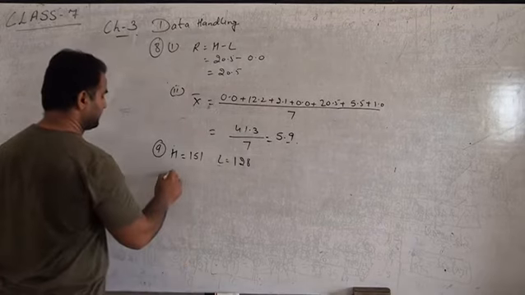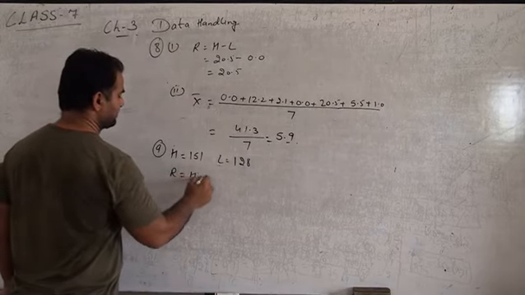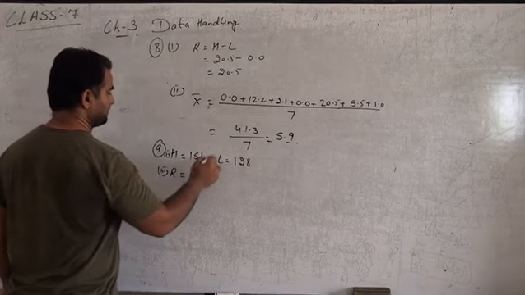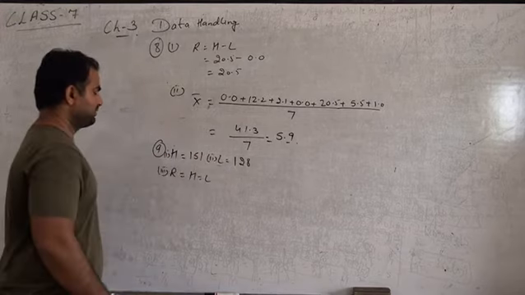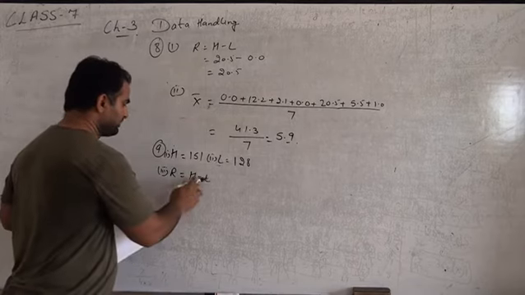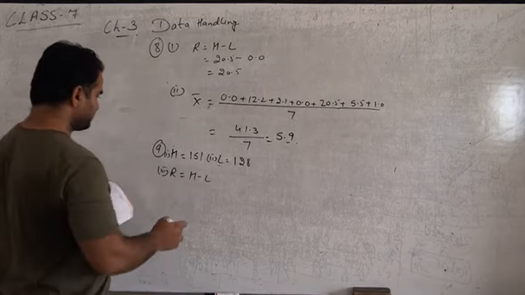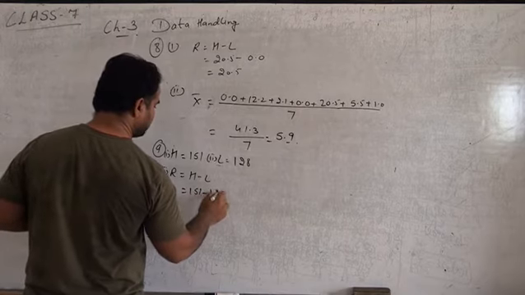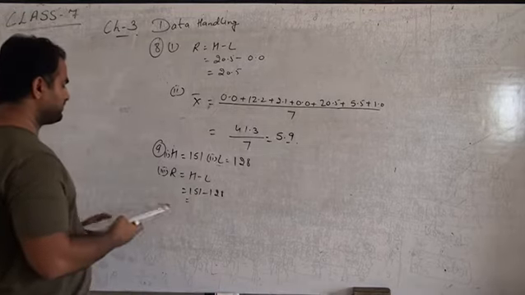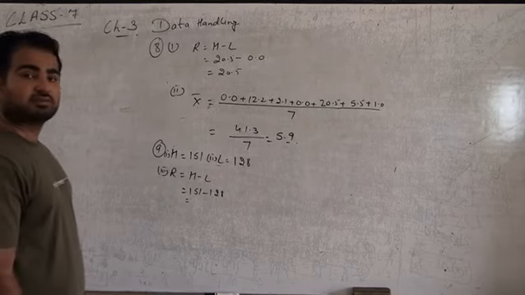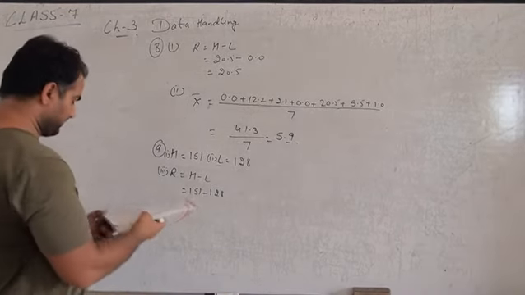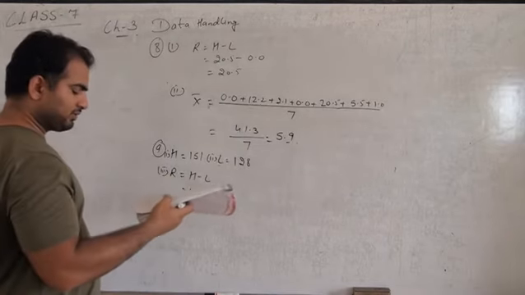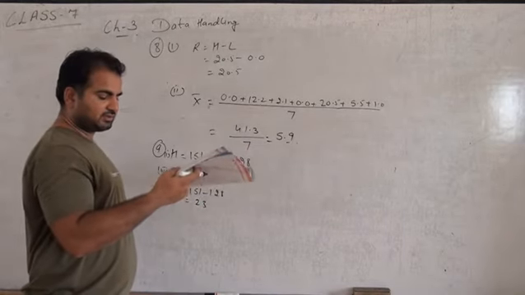128. Next, we have to find the range. Range equals H minus L. This was the first, this was the second, and this is the third. So H minus L equals, what was the highest value? 151 and the lowest value 128. Now we have to subtract it. 151 minus 128 will be 23. Next, what is the mean height of the girls?